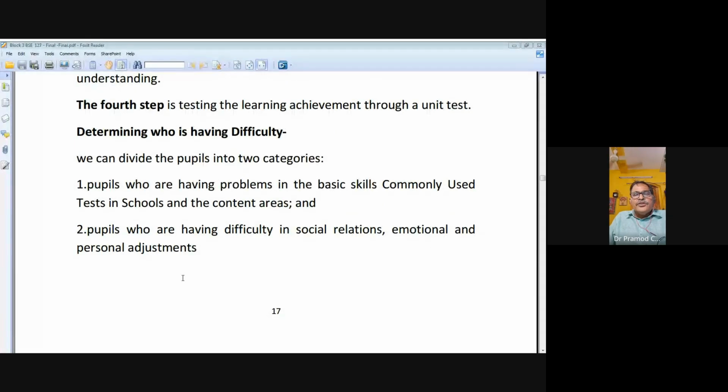Sometimes the students also face difficulties in accommodating to social situations. They are not able to establish relationships with the other students. That is nothing but social relationship, emotional relationship, and personal adjustment. That creates problems inside the classroom situation. But the teacher must take into consideration all the aspects of the child to provide proper education and to improve the standard of the student.